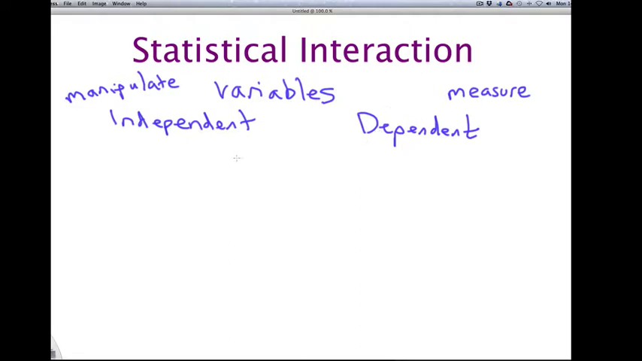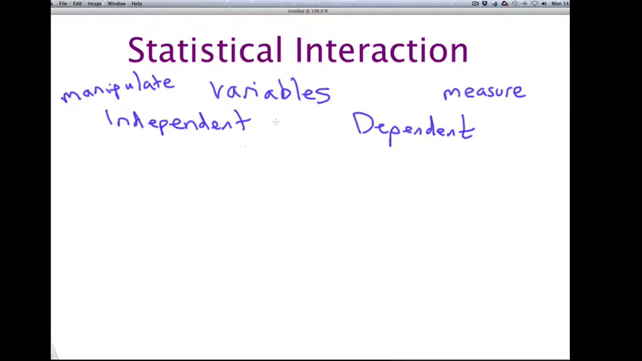So the independent variables, it's a bit of a misnomer really. Maybe it would be better if they were called the non-dependent variables. They're the variables that don't depend on anything. Normally, you're interested in the effect of the independent variable on the dependent variable. In statistical interaction, though, there are two independent variables that we're interested in their effect on the dependent variable. So let me give you an example.